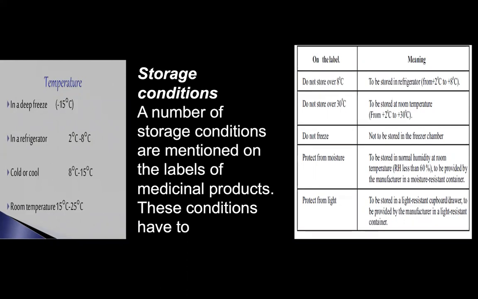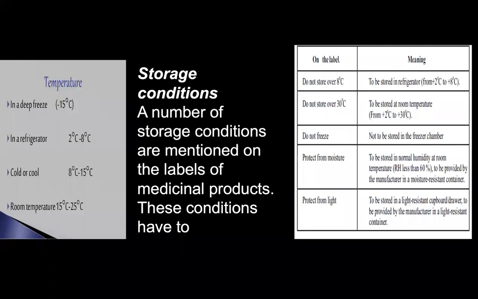First, you can find temperature. If it is written deep freezer, it means they must be kept at minus 15 degrees Celsius. If written refrigerator, they have to be kept at 2 to 8 degrees Celsius. If cold or cool, they have to be kept above 8 to 15 degrees Celsius. If written room temperature, sometimes it's 15 to 25, sometimes up to 30 also.